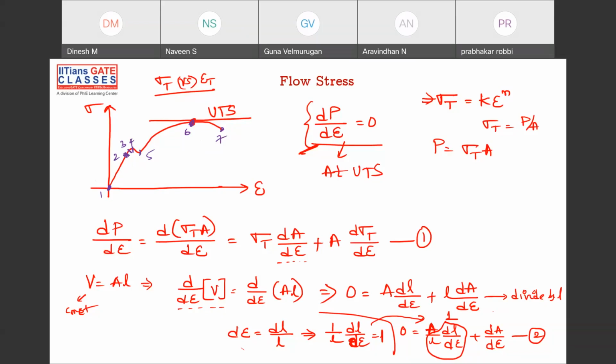5 corresponds to what? Anyone? Tell me 2. What is that? Yes, this is proportional limit. 3 is elastic limit, upper yield point, lower yield point, ultimate tensile stress, and then we have the fracture, right?